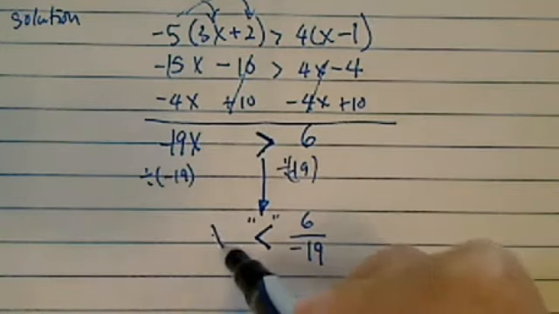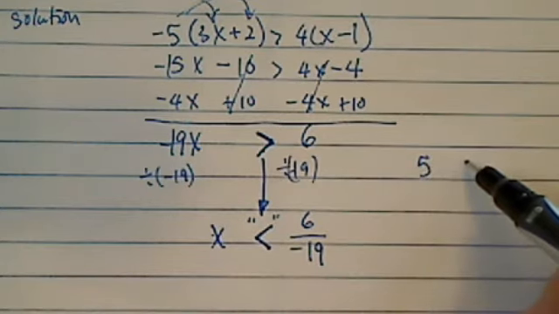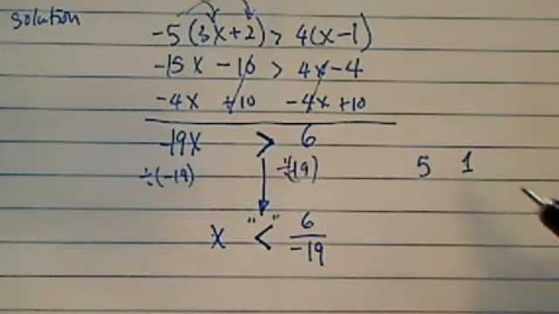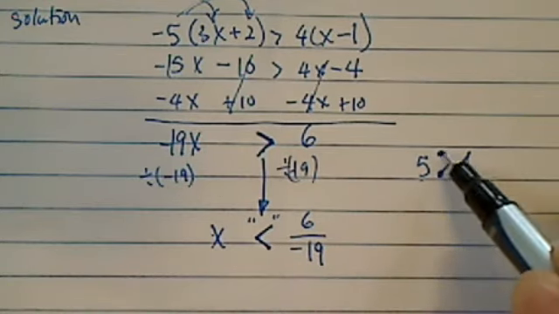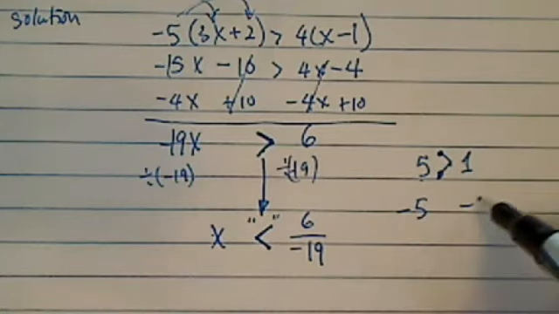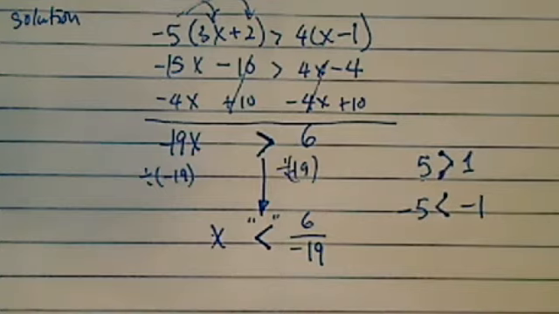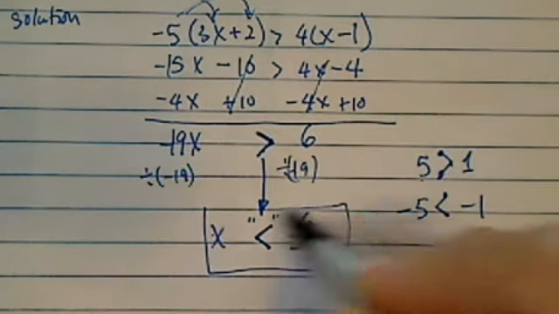Okay, the reason I flip this is actually pretty easy. See, you have a 5, which is really bigger than 1. So it goes this way: 5 is bigger, this one opens up bigger than 1. But minus 5 and minus 1, you'll see it has to go the other way. So when you multiply or divide by minus 1, you have to flip. So here's your first answer.